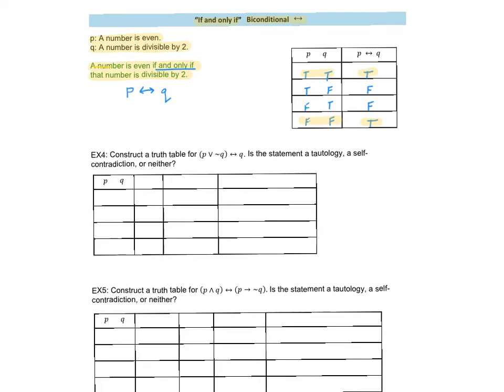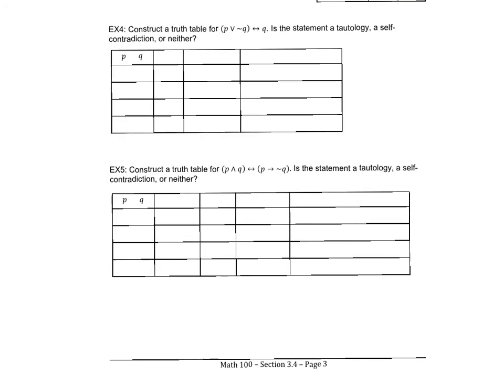You should have the table available for reference for your quizzes and your final though. So example 4, we want to construct a truth table for parentheses P or not Q, and then if and only if Q. Is this statement a tautology, a self-contradiction, or neither?